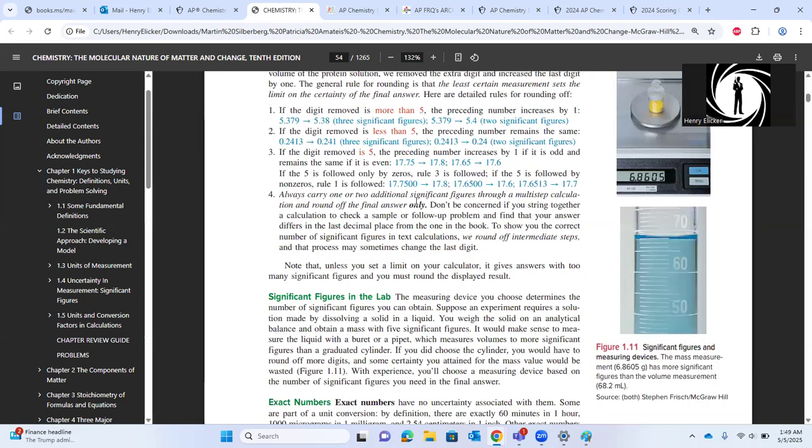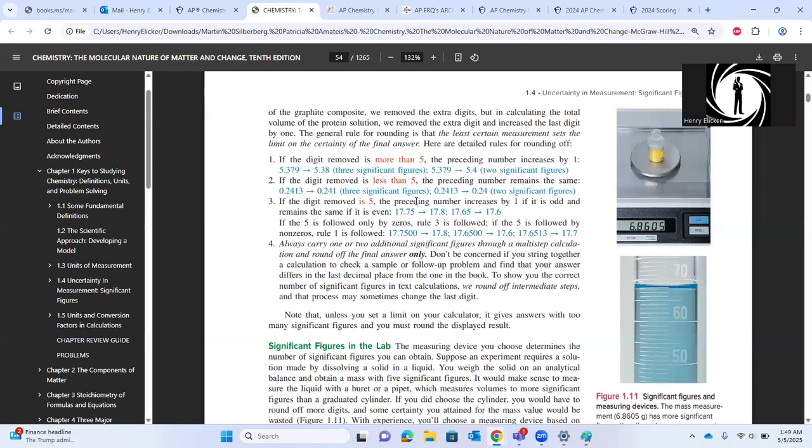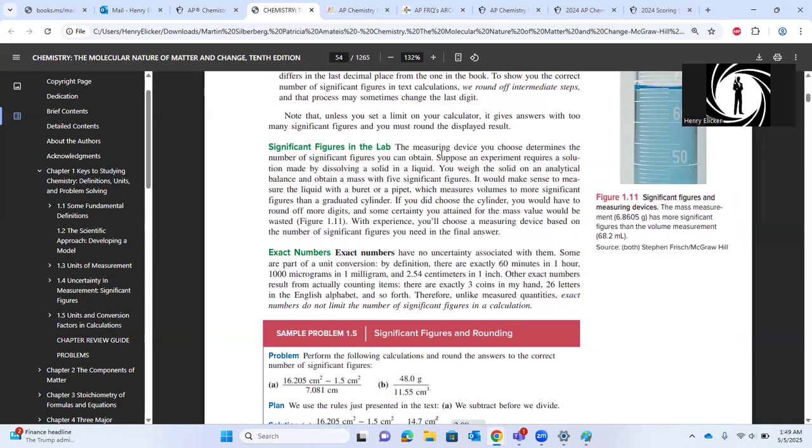Rounding off is simple. Remember, if it's more than 5, you round up 1. If it's less than 5, round down. Most of you know that.